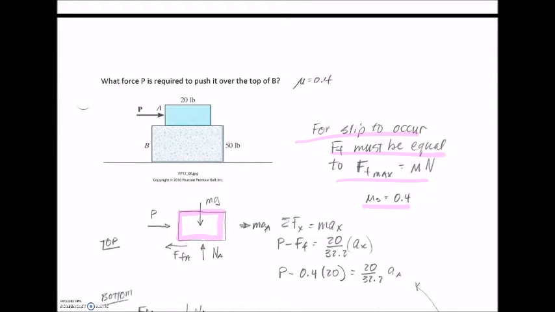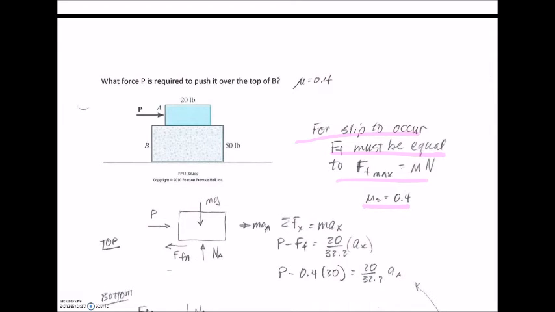Let's draw the top block. I'm going to push with an unknown force P. I have a force of friction, and in order to make it slip, this is what we're looking for: how much force does it take to make it slip. So in this case, if I'm assuming slip again, then I know the force of friction is going to be equal to mu times normal, or 8 pounds.